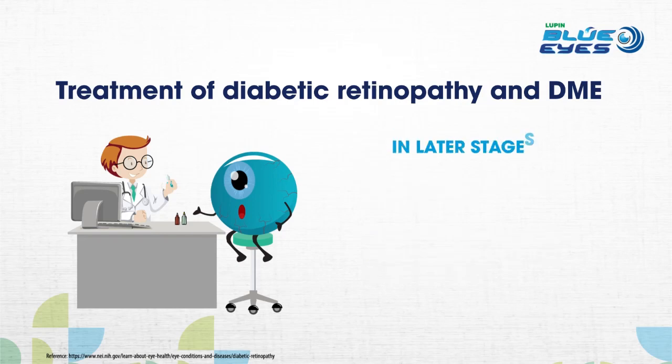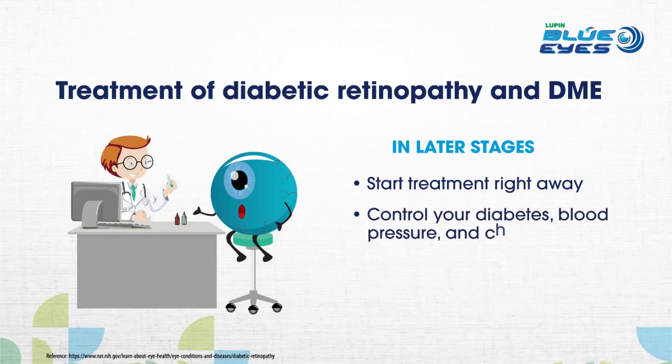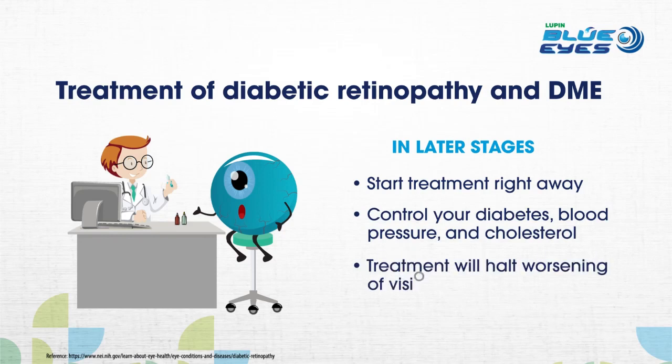In later stages, it is important to start treatment right away, especially if you have changes in your vision. It is important to take steps to control your diabetes, blood pressure, and cholesterol. Treatment will halt the worsening of your vision.